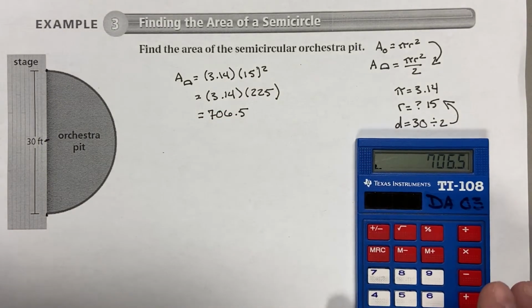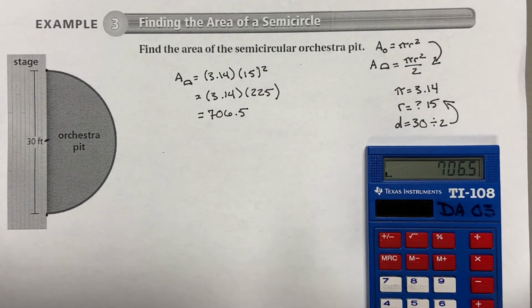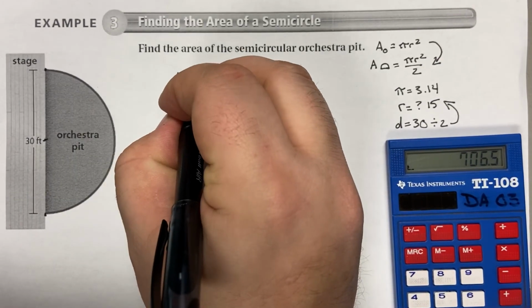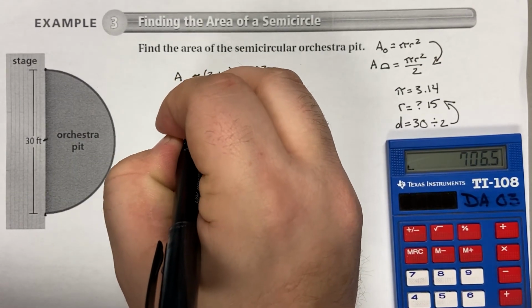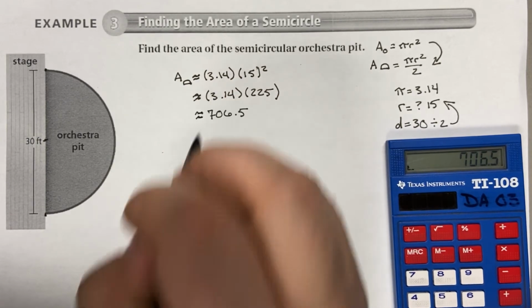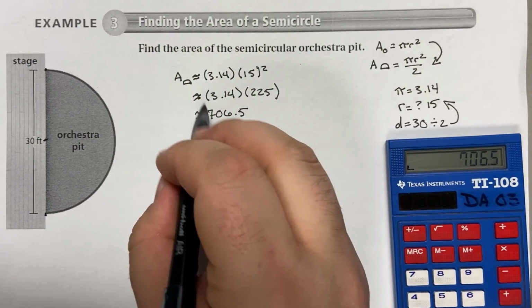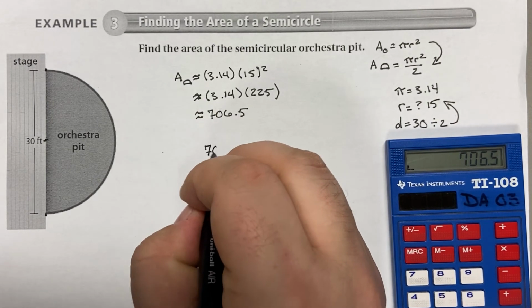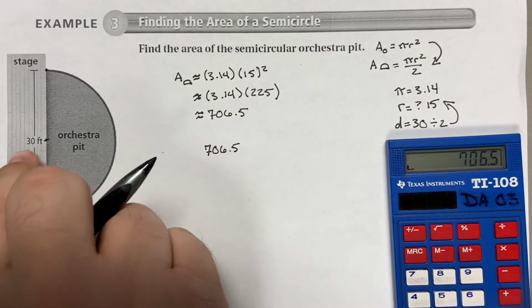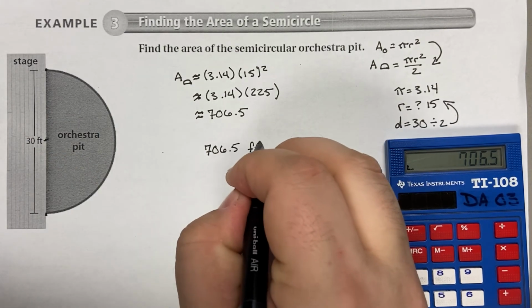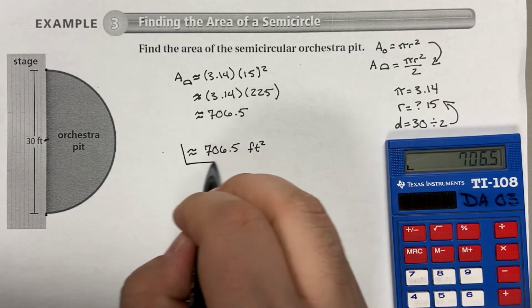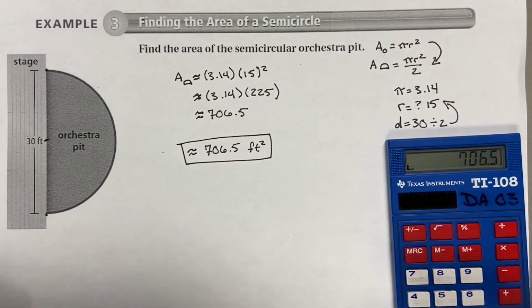I'm going to get 706.5. Anybody notice the mistake? And yes, again, this time I did it on purpose. Anybody notice the mistake I made yet? This should be about. What that says is the area of the semicircle is about 706.5, but we're missing something, so we're going to bring it down here, 0.5 feet squared. It's still about, it's not exactly 706.5, but it's pretty close. And there's my answer.